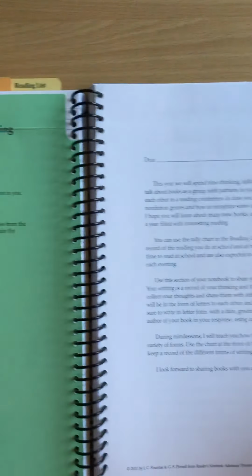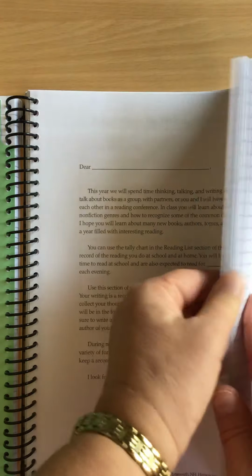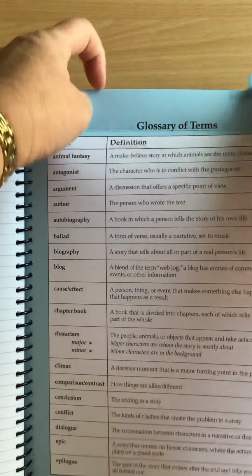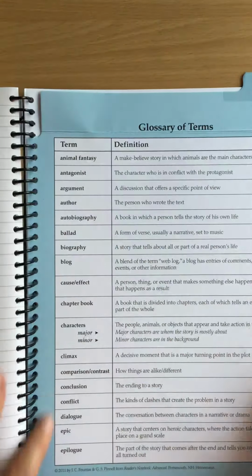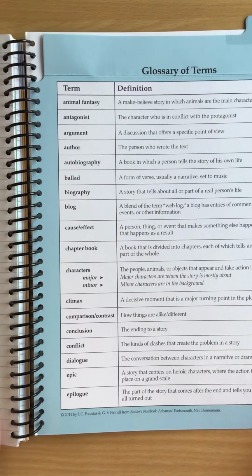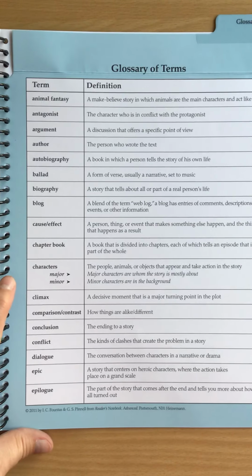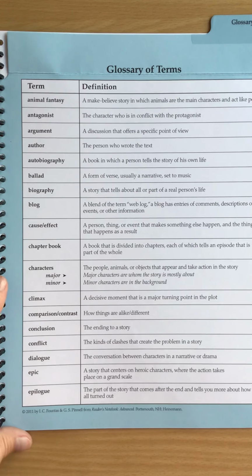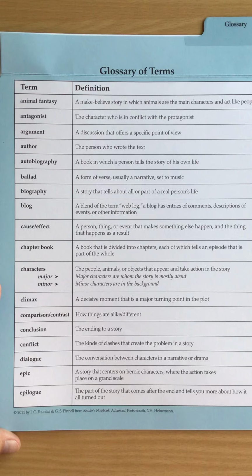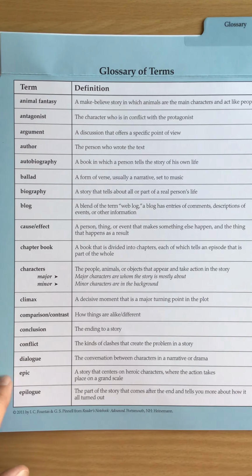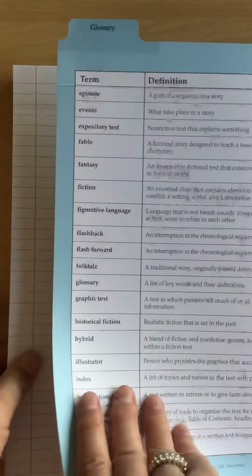And there is one final tab on your reader's notebook, way in the back, and it is a glossary of terms. So these are some of the terms that your teacher uses a lot during reading whole group and reading mini lessons, guided reading. So if you hear a word and you're not real sure about it, there's a nice glossary in the back, and it goes quite a few pages.